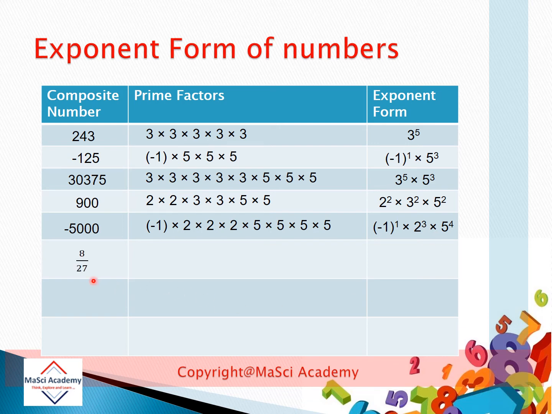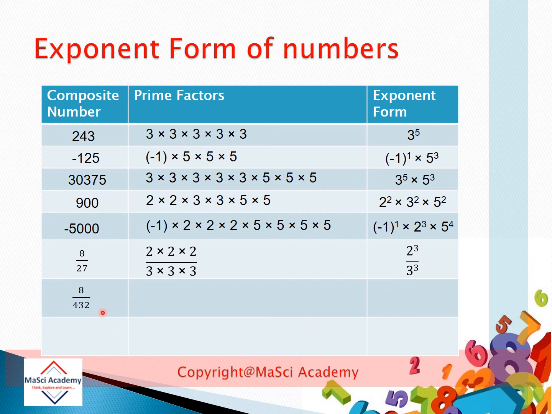Next one is a fraction. So we separately find the prime factors of the numerator and the denominator. The prime factors of 8 are 2 into 2 into 2. And for 27 it is 3 into 3 into 3. So this becomes 2 cube upon 3 cube.